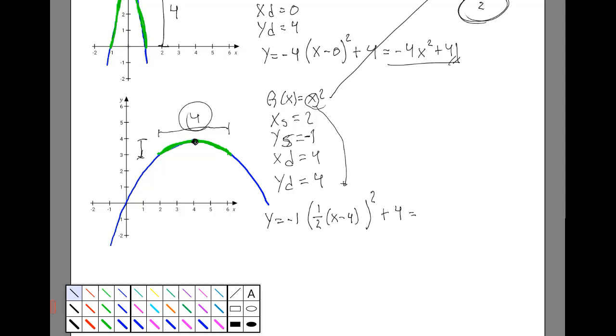Then we simplify it. It's going to be -1, and 1/2 squared is 1/4. And then we have x minus 4 squared and plus 4. So that means that y is equal to -1/4 x minus 4 squared plus 4. And here we have again the canonic form, and I hope you have done it right.